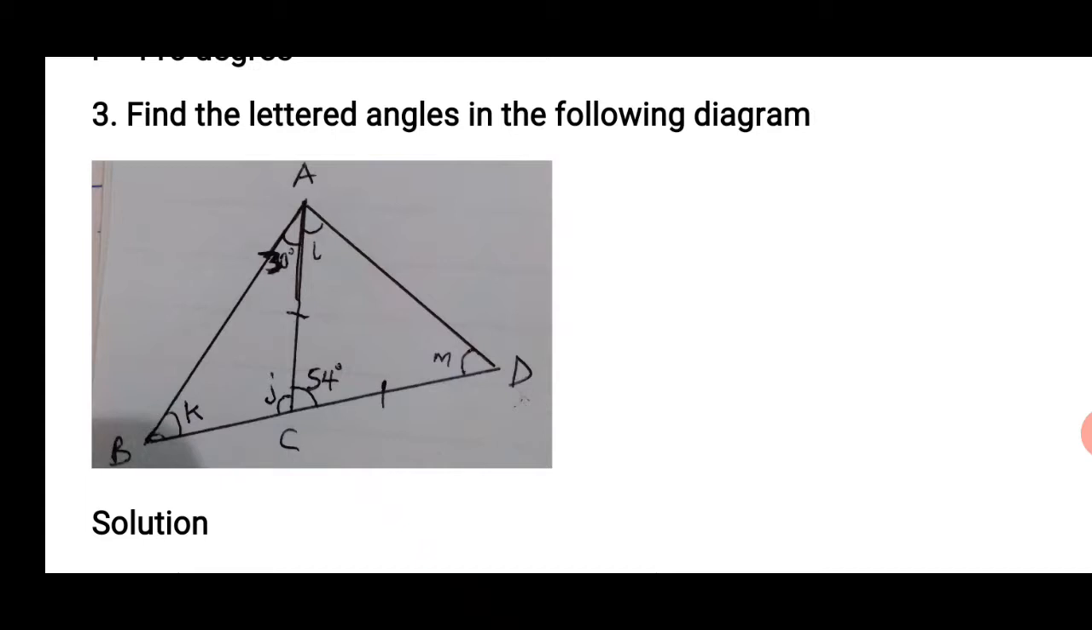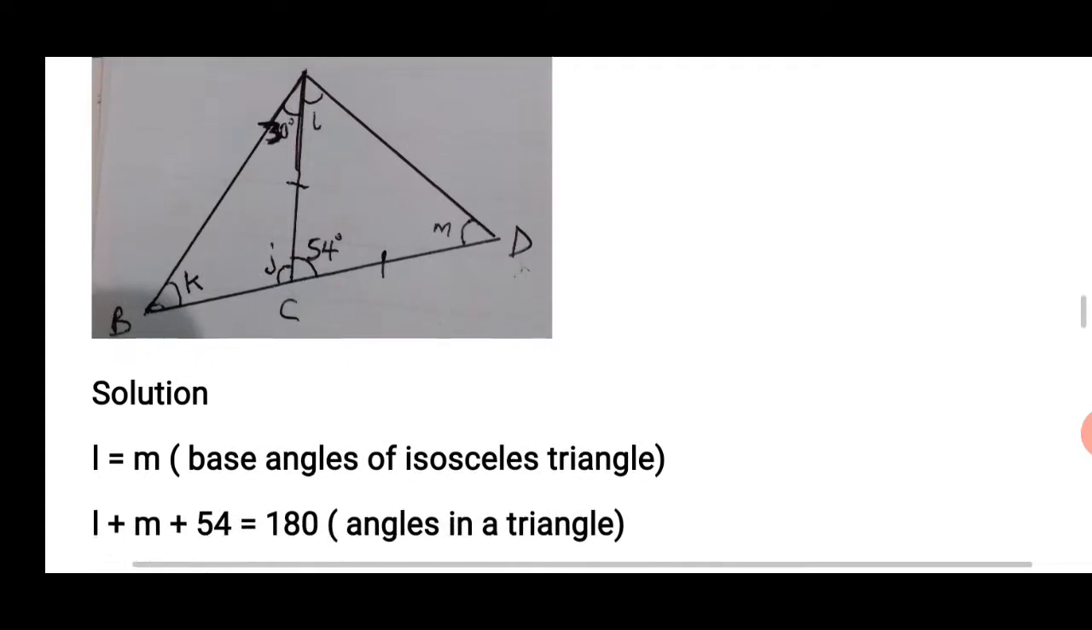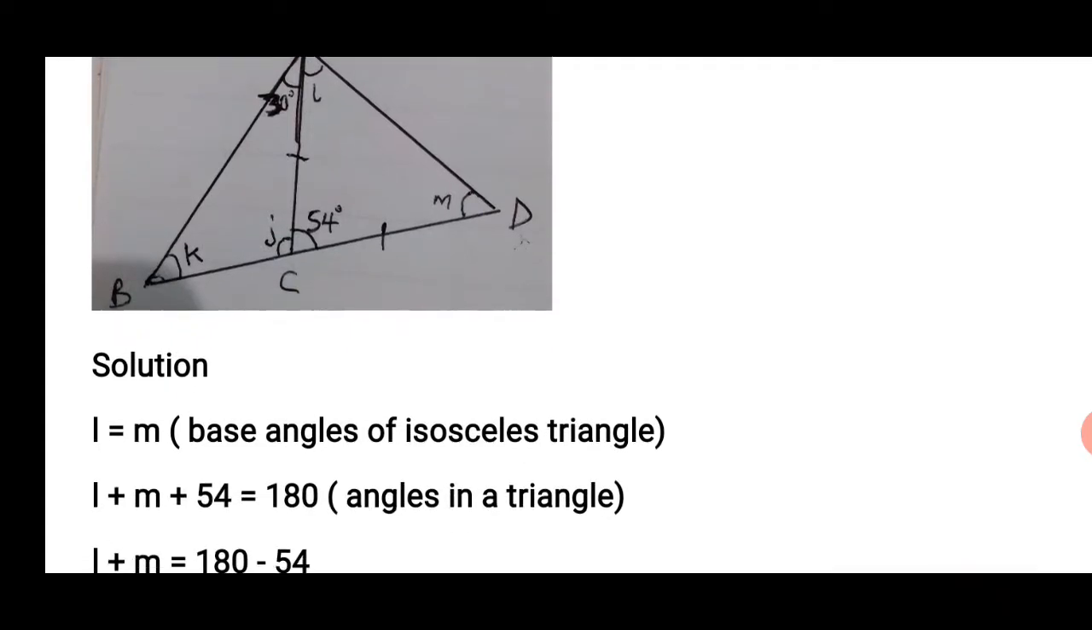One of them has been given as 54 degrees, then the other 2 angles are equal to each other. What we do is just to make sure that we add everything, it must give us 180 degrees. Then we subtract 54 from 180, then we divide it into 2. Let us look at the solution.